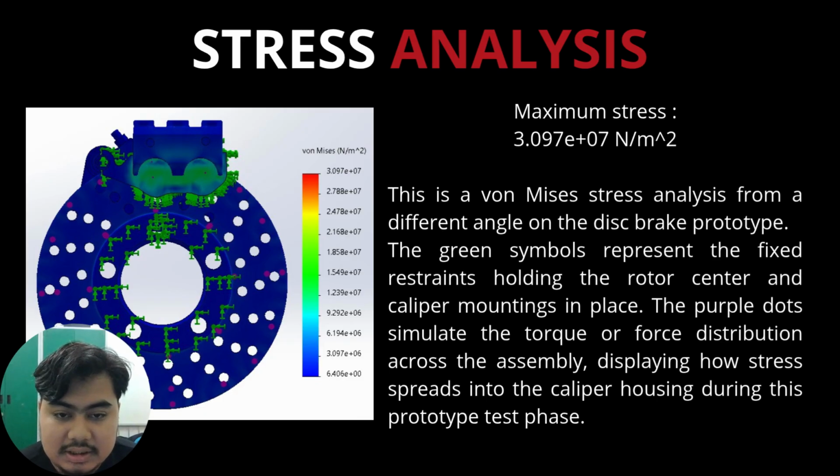Today I will talk about impact force on the brake disc. The stress analysis in the impact force on the brake disc. This one measures stress analysis from a different angle on the disc brake prototype. The green symbol that you see represents the fixed restraint holding the rotor center and caliper mountings in place. The purple dots simulate the torque or force distribution across the assembly, displaying how stress spreads into the caliper housing during this prototype test phase. You can see the maximum stress is 3.097.